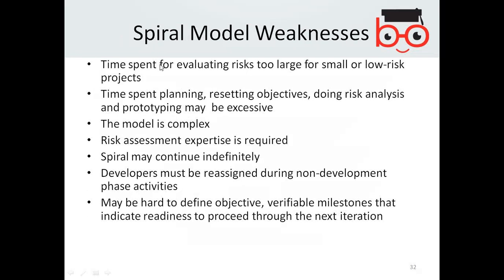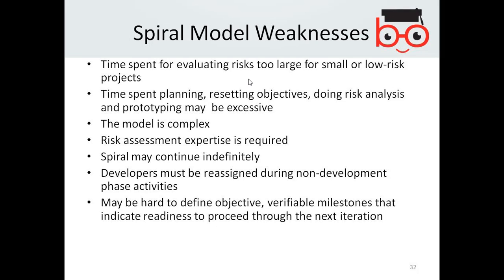Weakness: time spent evaluating risk is too large for small or low risk projects. Obviously, in the normal way, if you are given a project, you have to complete it, and that is your aim. But in the spiral, you have to check every risk. For example, the pressure is on your head, and your boss is asking you not to fail at any point. That's why you are under pressure. You need to check the risk of every module every time, so that it shouldn't fail.